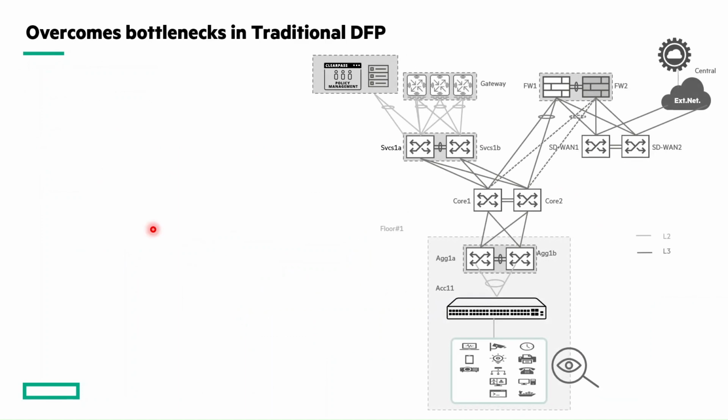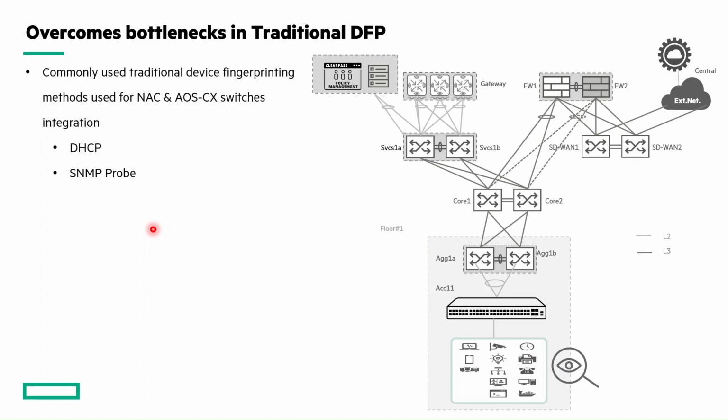So far, we have seen the overview and then the use case this feature is trying to solve. So let's see the advantages of this feature compared to the traditional device fingerprinting integrations. So here is the list of commonly used traditional device fingerprinting integrations between the NAC and then the CX switches.